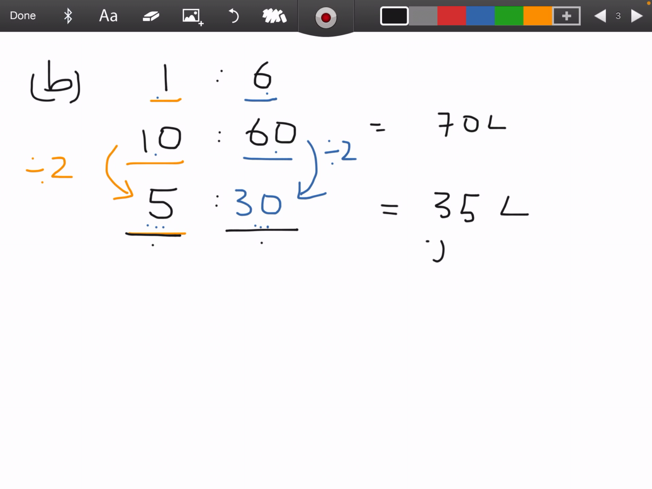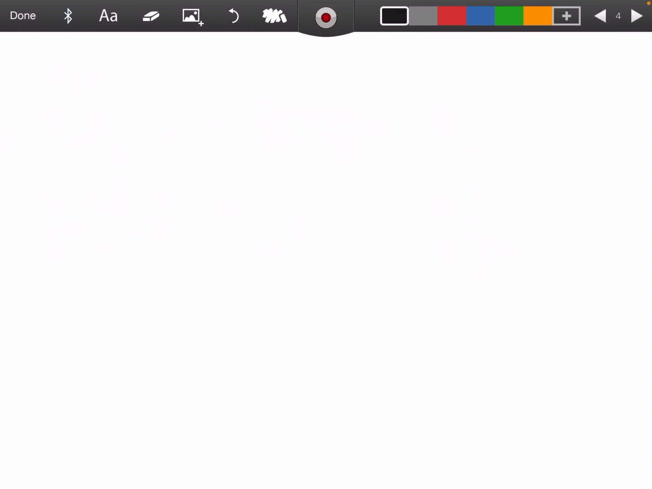35 litres of juice. So that's question 9 done. Moving on then, we had to do some revision questions where we had to do addition, subtraction, multiplication, division of some fractions. So I hope that we were able to do them without too much hassle.